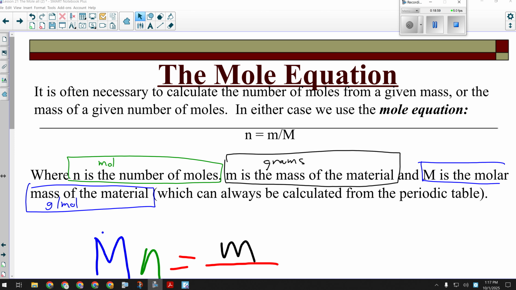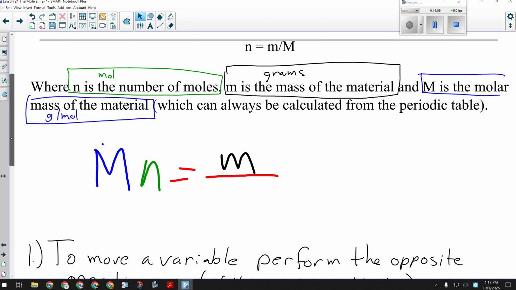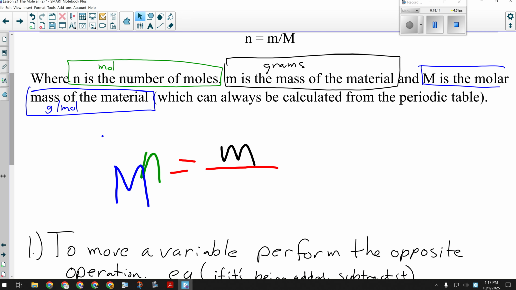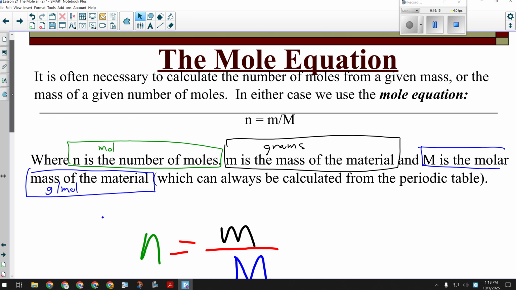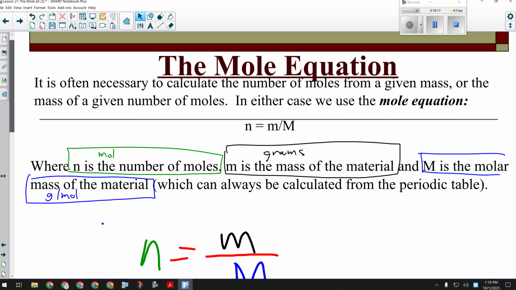So, next thing we're going to talk about is the mole equation. Okay, we just learned how to calculate one part of the mole equation, and that is molar mass. Okay, so molar mass is actually big M. The mole equation is set up like this: n equals little m divided by big M.